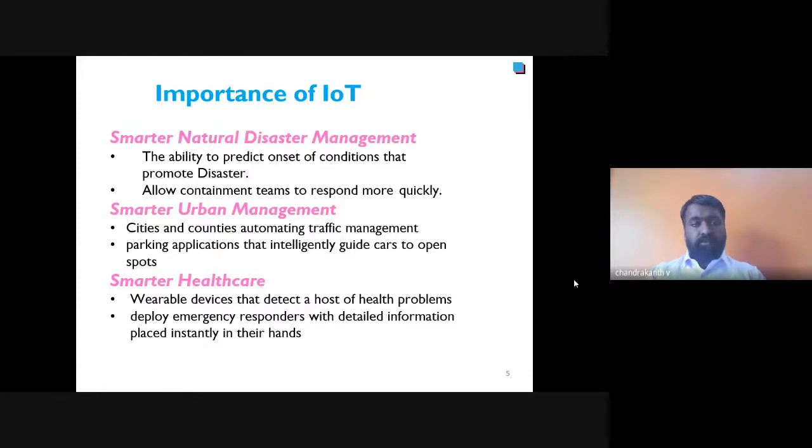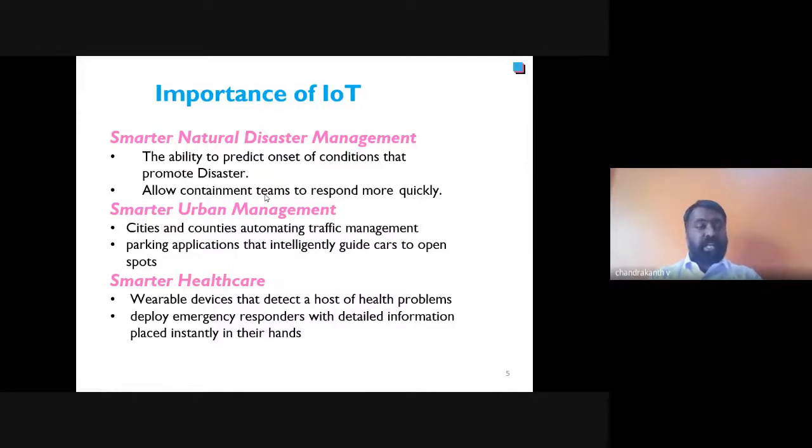Similarly, many other disasters could be predicted based upon sensors. The basic idea was not just to predict, but also, if a disaster has occurred, to help the response teams respond to the activity so that the losses could be reduced and many more lives could be saved.